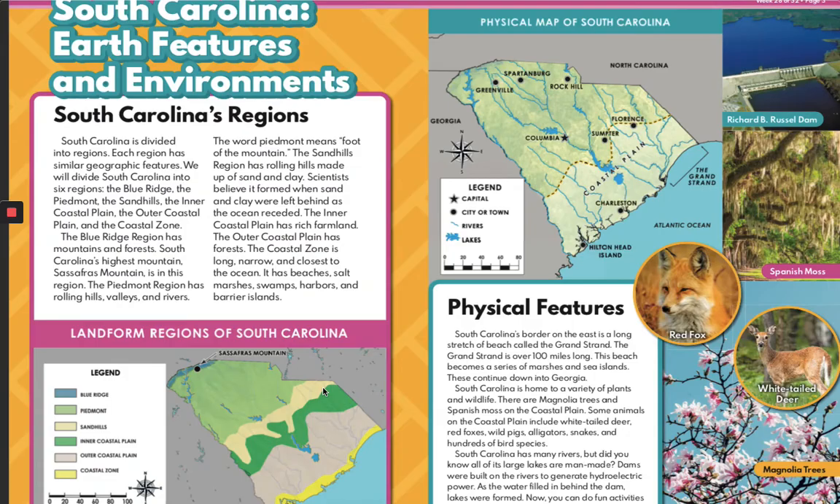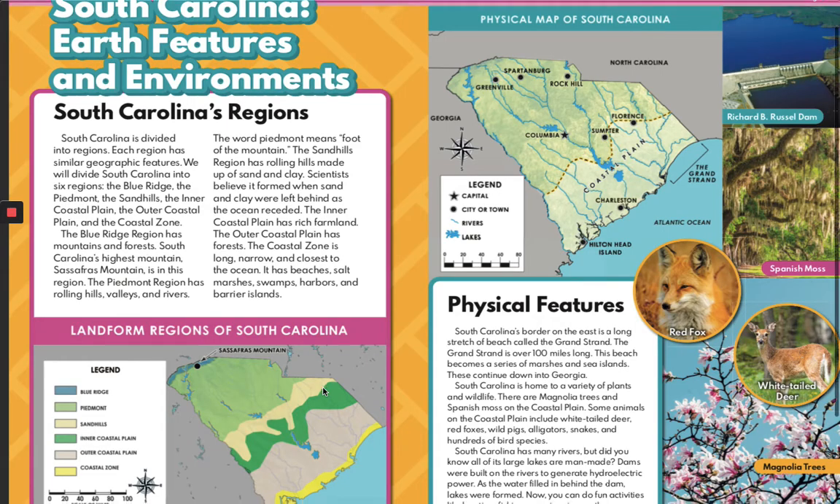The inner coastal plain has rich farmland. The outer coastal plain has forests. The coastal zone is long and narrow and closest to the ocean. It has beaches, salt marshes, swamps, harbors, and barrier islands.